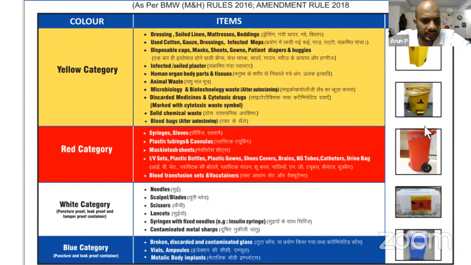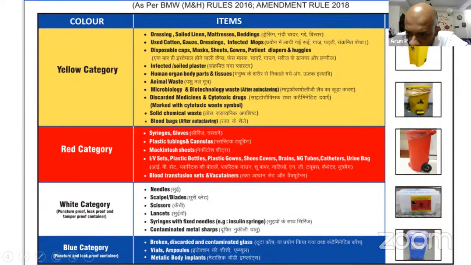Then you have the red category, which includes all your recyclable waste: syringes without needle, gloves, plastic tube, your cannulas, then IV sets, plastic bottles, plastic gown, nasogastric tube, catheter, urine bag, blood transfusion set, vacutainers. All these go into red category.